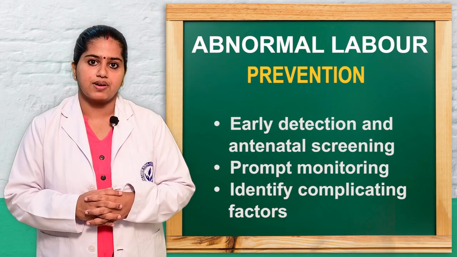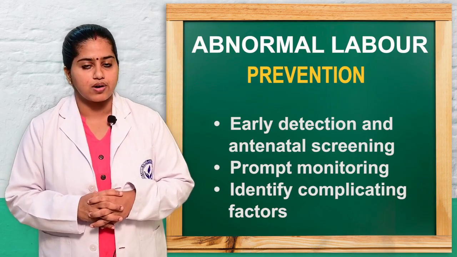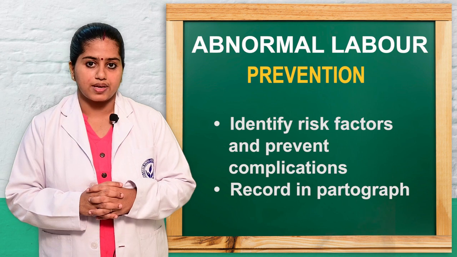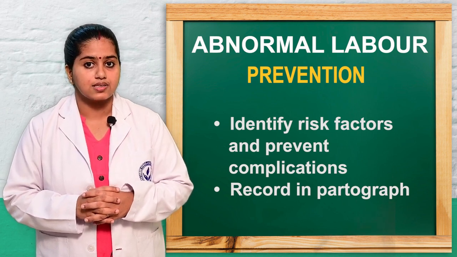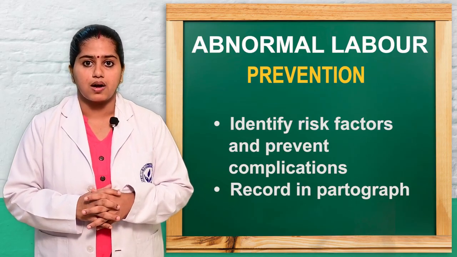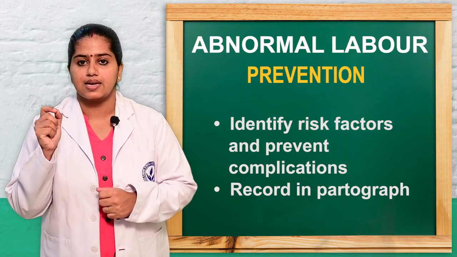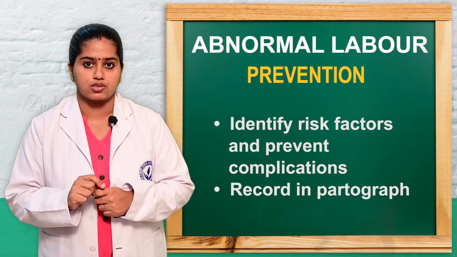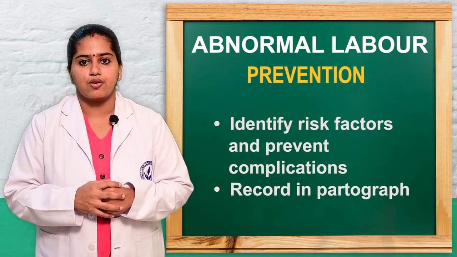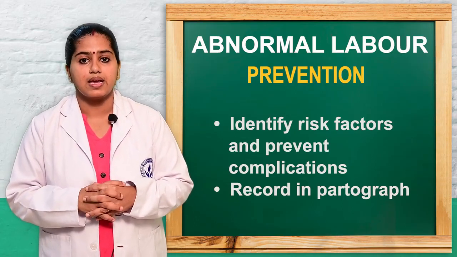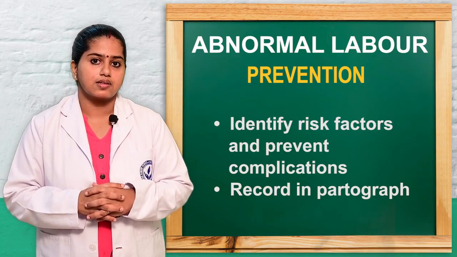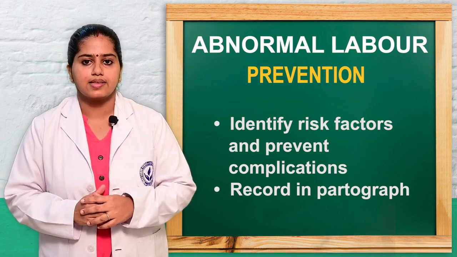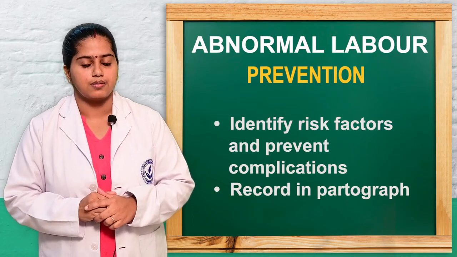As a nursing point, prevention and early detection, antenatal screening, prompt monitoring, early complicating factors have to be identified, see the risk factors and prevent the complications for the women, and active management of labor: continuous monitoring of the partograph, observation of the mother, uterine activity, cervical dilatation, descent of the head, and there should not be any mismanagement of labor like injudicious administration of oxytocin or fast delivery of the fetus or placenta. These are the major nursing measures we can take in order to prevent maternal death and fetal death because of abnormal labor.